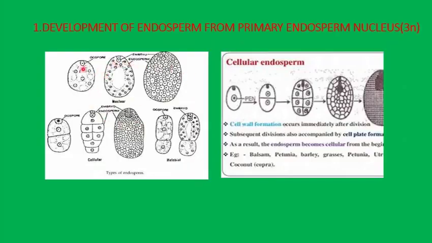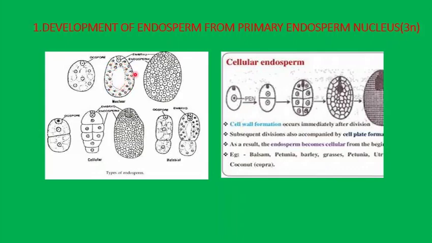Now look at this diagram. This is the first step, development of endosperm from the primary endosperm nucleus, which is triploid in nature. This is the oospore, or zygote, and this is the space for the endosperm. First the endosperm undergoes free nuclear division. That means there is no cytokinesis, no cell wall formation. It divides mitotically to form thousands of endosperm nuclei, and they don't form any wall. So it is known as free nuclear endosperm.